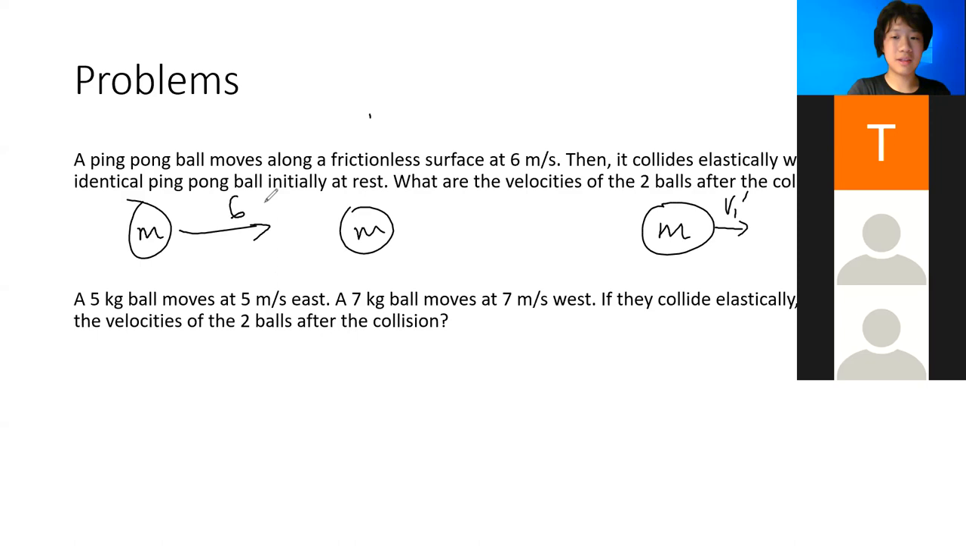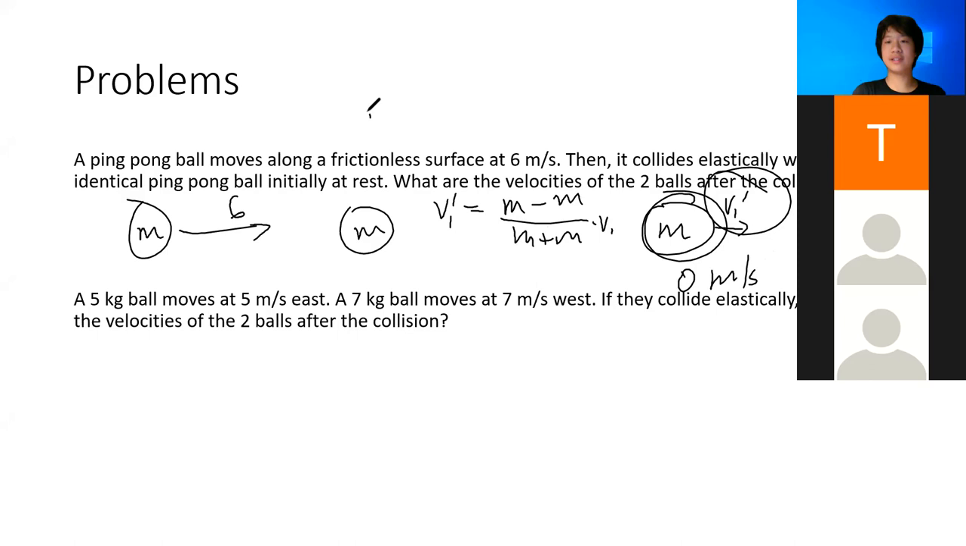The eventual velocity of the first ball is given by (m1 minus m2), and they're the same, over (m plus m) times V1. Well, m minus m is just zero. That turns everything into zero. So the first ball actually stops. Its velocity is 0 meters a second after the collision.